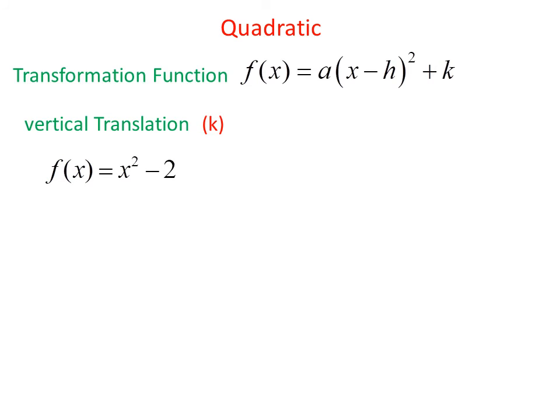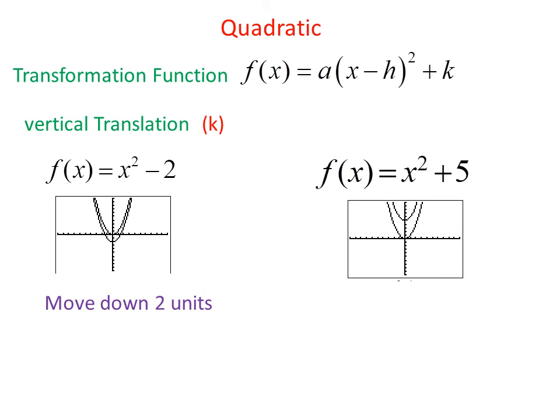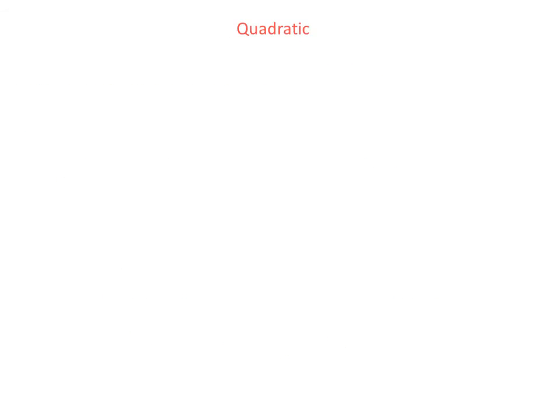And now let's look at a vertical translation, right? If we have that minus 2 out at the end, you can see that it just shifts the graph down 2. And if it's a plus 5, it shifts our whole graph up 5 units. So again, these are our k values in this equation, a times (x minus h) squared plus k. k moves us up or down.